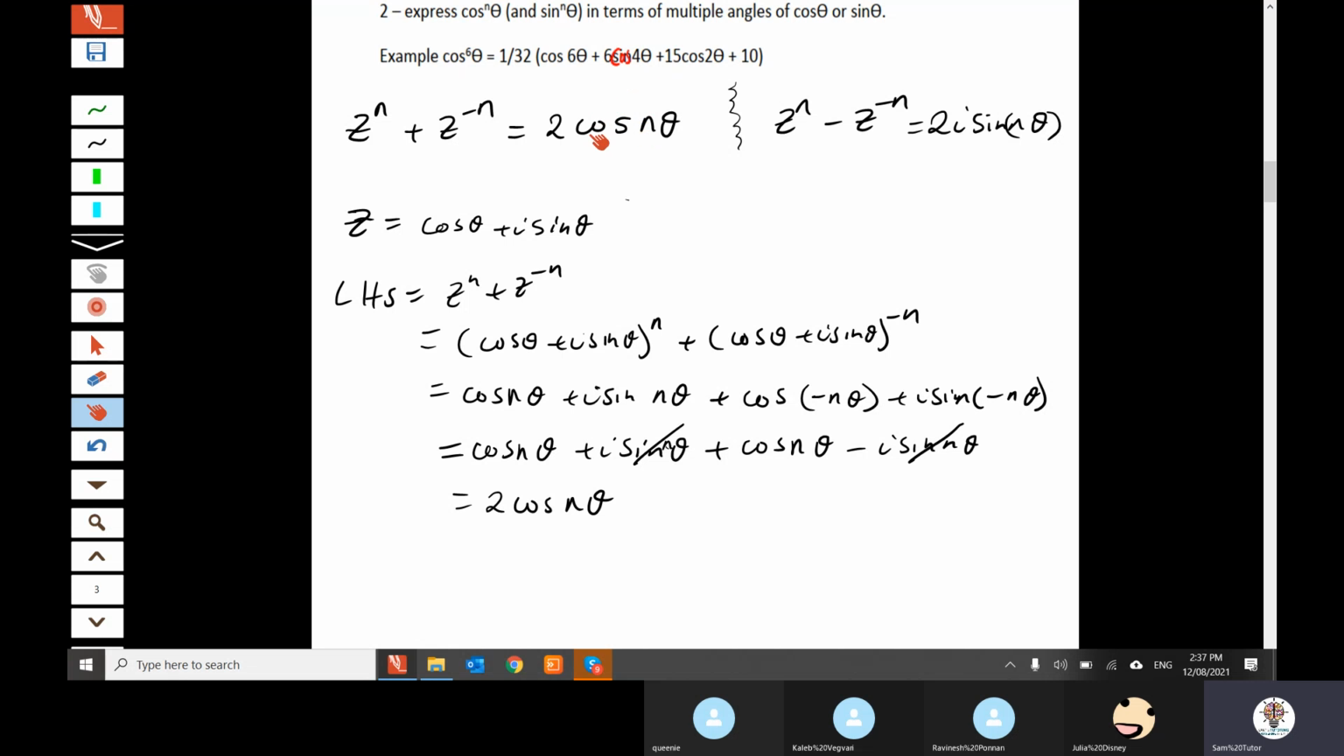So here's the tricky part though. Compare this one here, to this. Can somebody tell me what n equals to? This n. This n.